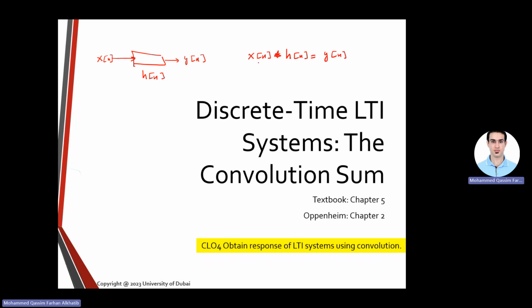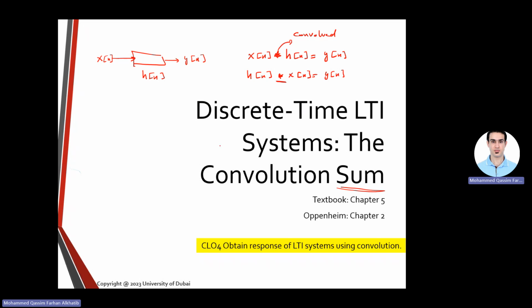So this reads like the input x convolved with the impulse response h will produce the output y. Similarly, we can say h of n convolved with x of n will produce y of n. Now this process, the convolution, is not as simple as addition or multiplication. It's a combination of both, a multiply and add, and that's why they call it the convolution sum, because there will be some addition, but there will also be multiplication.